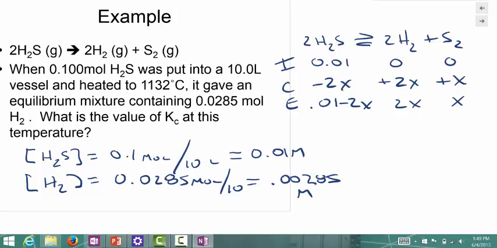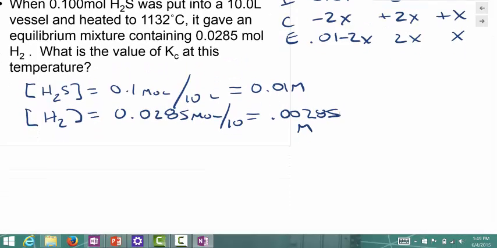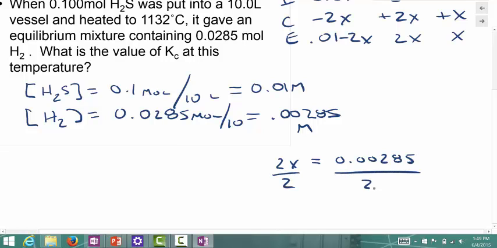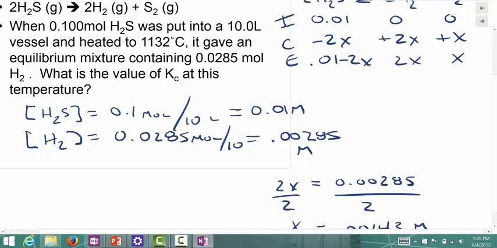So, the question is here, do I actually have x in this problem? No, I have 2x. So right now, to figure out what x is, I'm going to take 2x, which is my hydrogen, and that has to be equal to 0.00285. So divide both sides of this by 2. I get x is equal to 0.00143 molar. And that gives me the concentration of the sulfur.